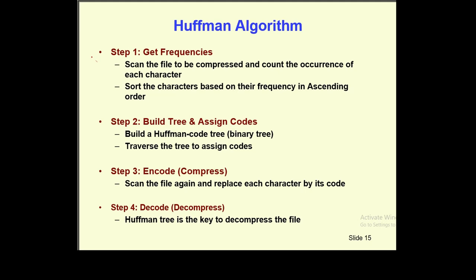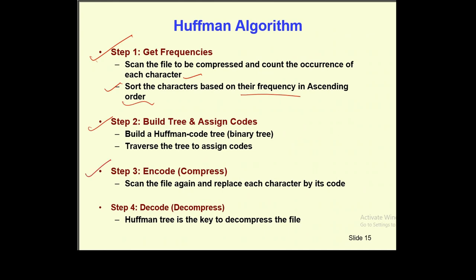So these are the four steps. I'm repeating again: calculating the frequencies by scanning the file to be compressed and counting the occurrences of each character. Then we'll simply sort the characters based on their frequency in ascending order. Step number two will build the Huffman tree and assign the code. By traversing the tree, we'll assign the code.